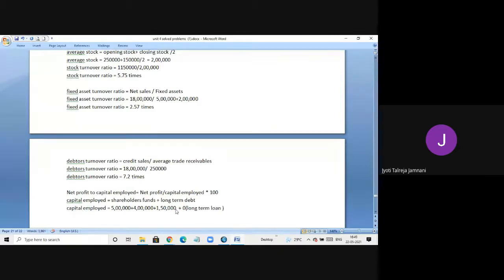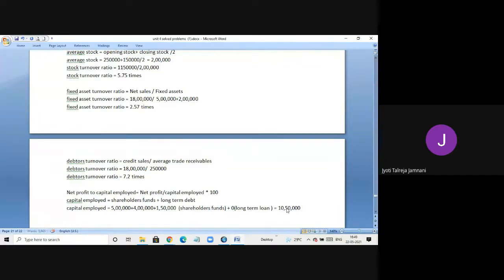And these three that we added are our shareholders' funds, that is equity capital plus reserves plus P&L account. So there's no loan or long-term liability given. 10,50,000 is the capital employed. Creditors we cannot take because that's for shorter duration. We just need the capital employed. Capital is always for longer duration.